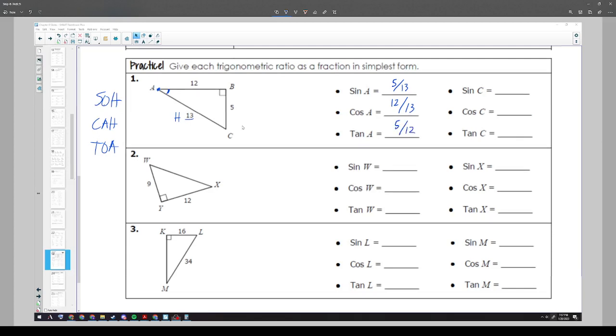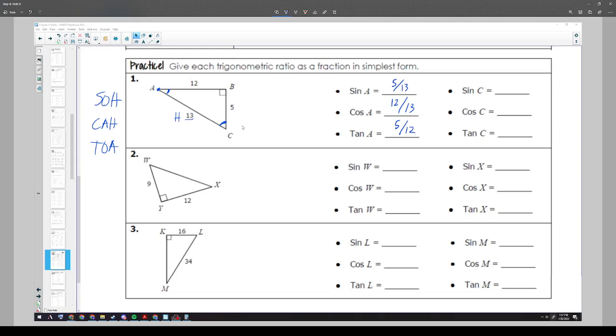Now we're going to go over to the perspective of C and redo all of that. But we know there are relationships between these. For example, the tangent should be the reciprocal of what it was here, and these two numbers should just be swapped. But let's make sure they are.